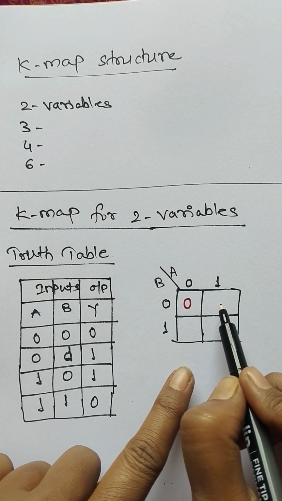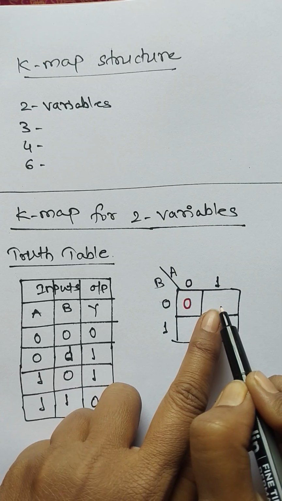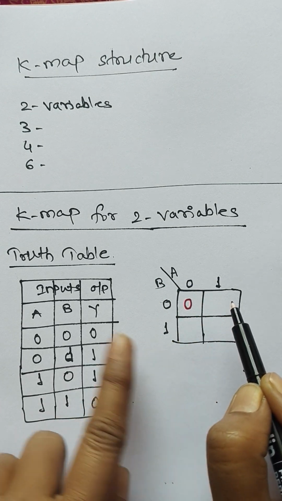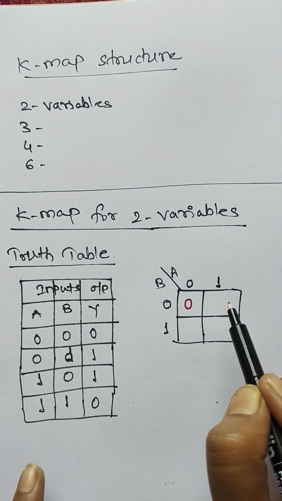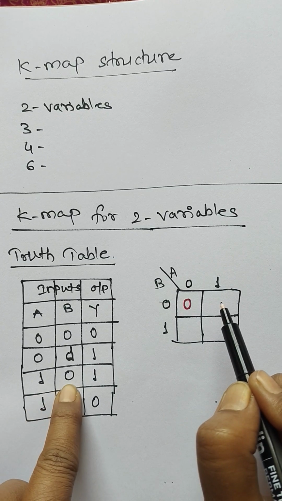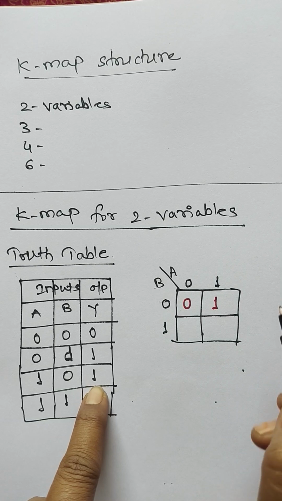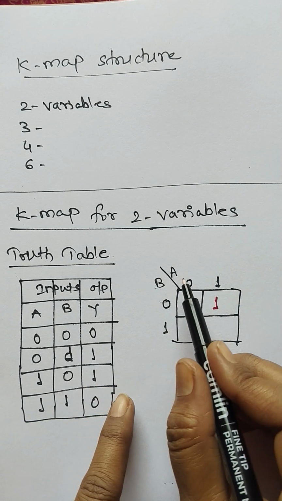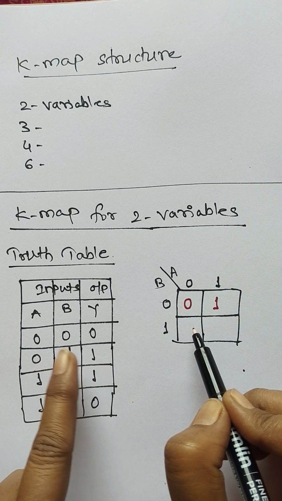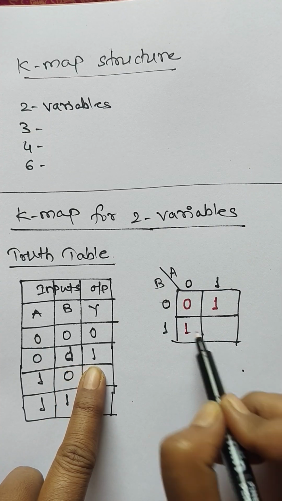Now next box, the value of A is 1 and B is 0. See, A is 1 and B is 0. So you can check in the truth table, the value of A is 1 and B is 0. For this row, the value of Y is 1. Then for this box, A is 0, B is 1. So see in the truth table, A is 0 and B is 1, the output is 1.